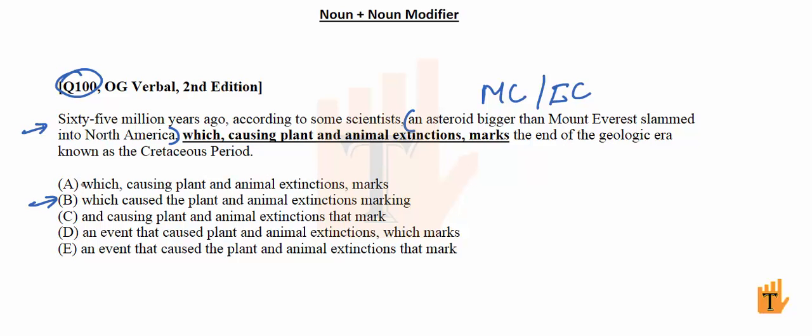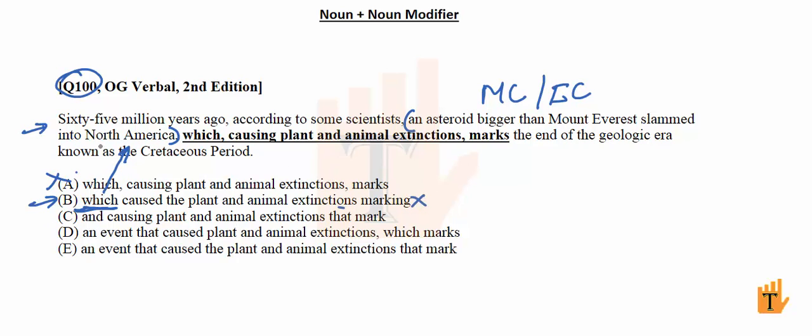Let's see what B says. A is anyway directly out. You can find it very awkward, and it's not at all a good construction. Which caused the plant and animal extinctions, marking the end of the geologic era. Since it is a relative clause starting with relative pronoun which, whom is it going to modify? It is going to modify the immediately preceding noun, that is North America. So it is talking about North America caused the plant and animal extinctions. Is it logical? No. Therefore, this option is not correct.